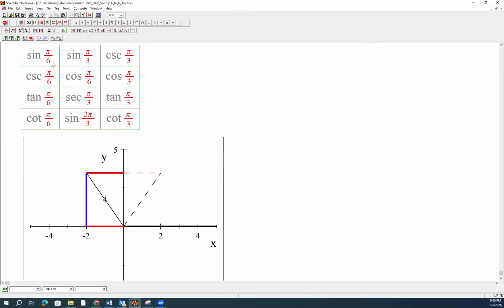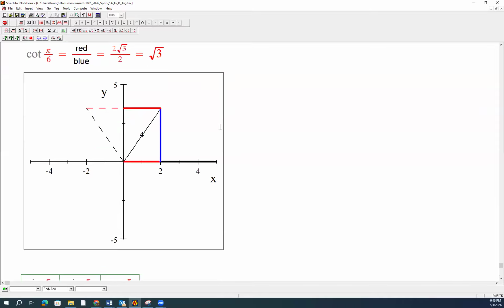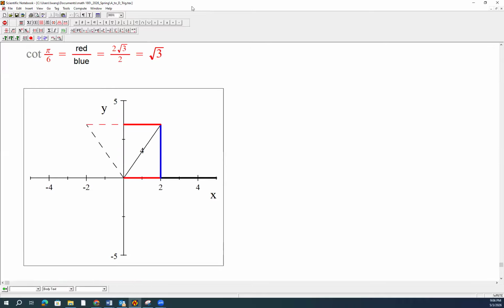Let's see what else we need to get. We got cotangent pi over 6, tangent pi over 6, cosine, cosecant pi over 6, right? And of course, we can get secant pi over 6. When I was looking through those questions, I did not see secant pi over 6, but you can certainly find it.